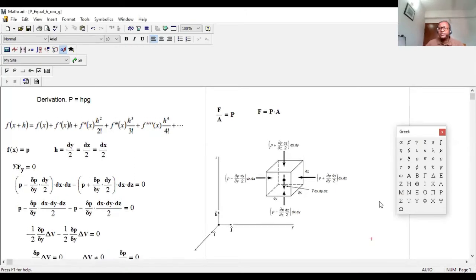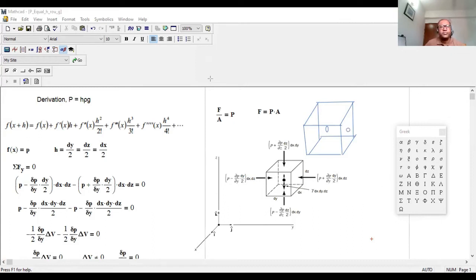Okay, so I was drawing a cube that is already gone. Let me draw it again. So this is my cube. At the center, I know that the pressure is P. Right over here, the center is P. Now, I'd like to figure out the pressure at this surface.